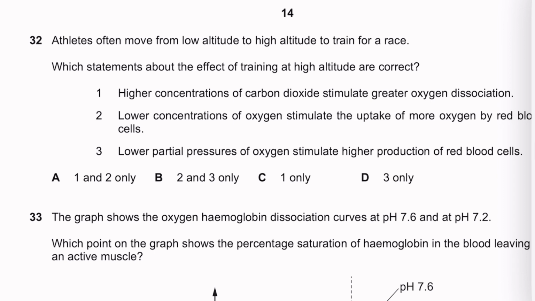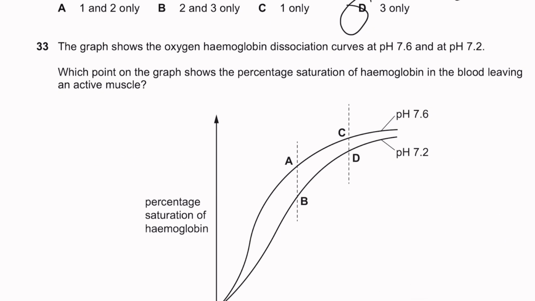Athletes often move from low altitude to high altitude terrain to train for a race. Which statements about the effect of training at high altitude are correct? Here immediately I think about the increase in the number of red blood cells. So let's see. High concentration of carbon dioxide stimulates greater oxygen dissociation. At high altitude we actually have a lower partial pressure of both carbon dioxide and oxygen. Lower concentrations of oxygen stimulate uptake of more oxygen by red blood cells. Lower partial pressure of oxygen stimulates higher production of red blood cells. Exactly. D.